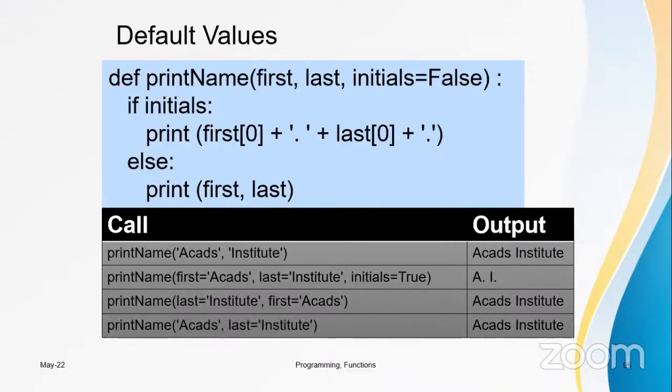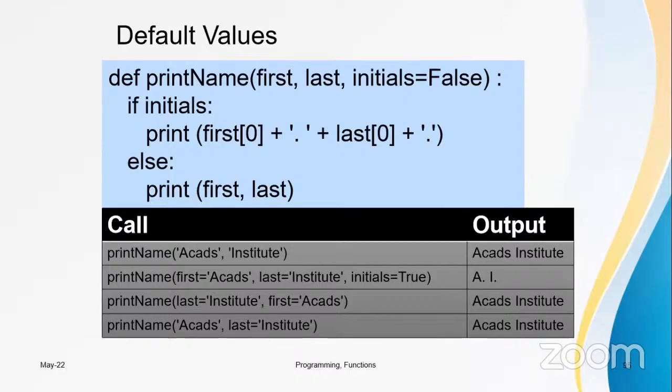Okay. ACADS, last is equal to institute. Here what I'm doing is ACADS, last is equal to institute. Initial I have not declared. So the else case will come into action. First name is ACADS. Last name is institute. The default argument is already given. The answer is the full name. This is how default values will come.